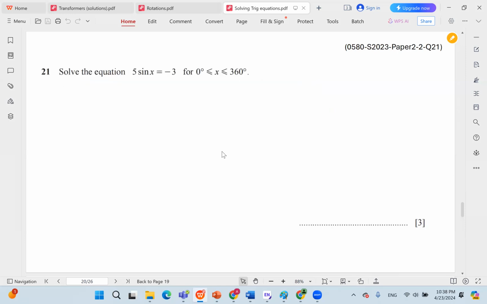Here we have 5 sine x equals -3. You can just divide by 5. So sine x equals -3 over 5. We start by doing shift sine +3 over 5. On the calculator, shift sine 3 over 5 gives us 36.869, so 36.87.